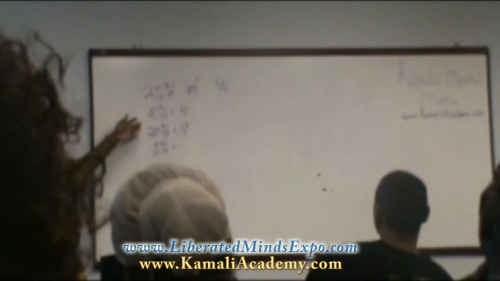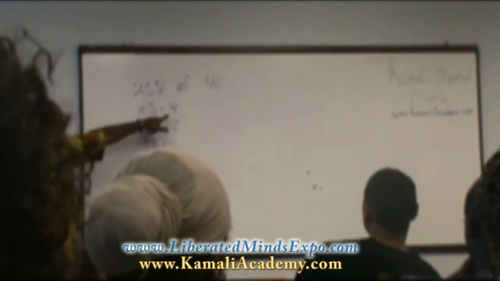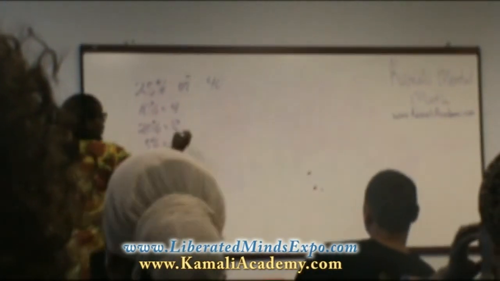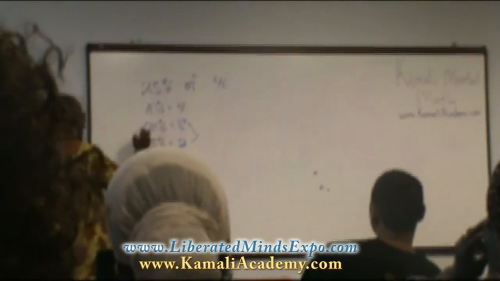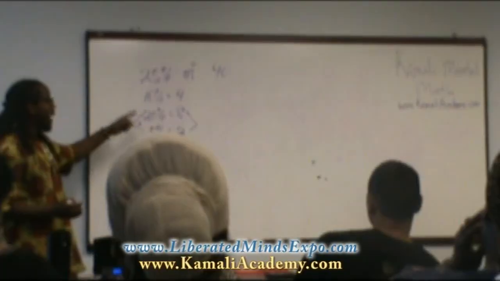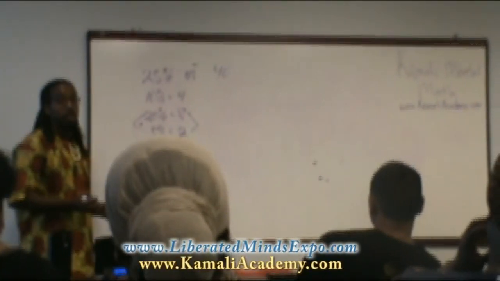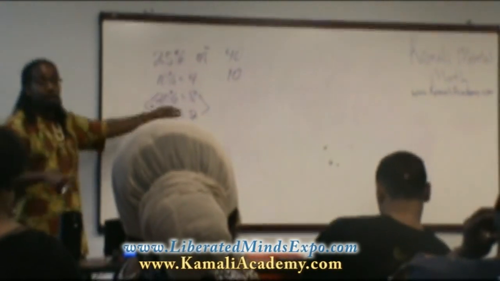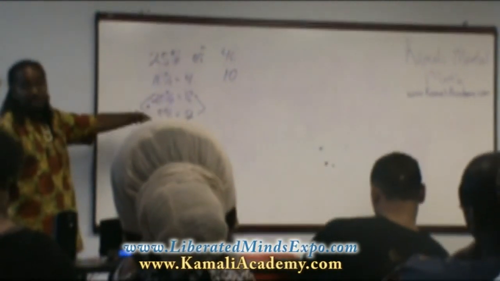It's half of 10. If 10% is 4, half of 4 is 2. So you just add these two numbers, because I'm trying to get 25%. 20 plus 5 is 25, and 8 plus 2 is 10. So the answer is 10. That's how you find 5%. If you know how to find 10%, you know how to find 5%. Just half of 10.